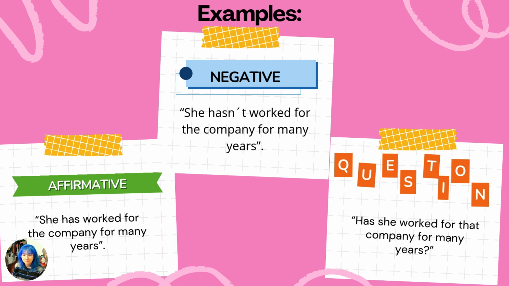For example, for the recent action, he has just called. We can use it for the negative: He hasn't just called. We add the not to the has. And to use it as a question: Has he just called? That is the question form.